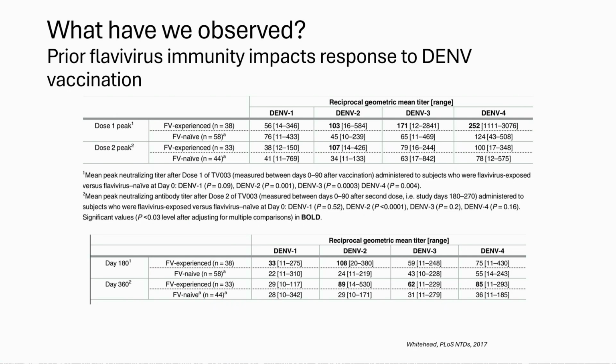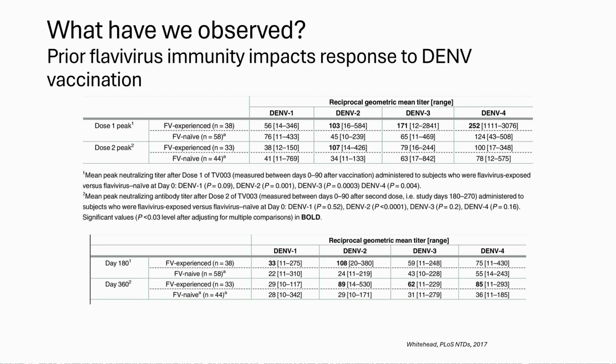Here we're comparing individuals who were flavivirus experienced or flavivirus immune versus those who were naive, and their immune response to the 4 serotypes after their first dose, their second dose, and then out to 6 months or a year after their vaccination. And we can see, again, a higher titer response across all 4 serotypes, significant for some that persisted out to a year.